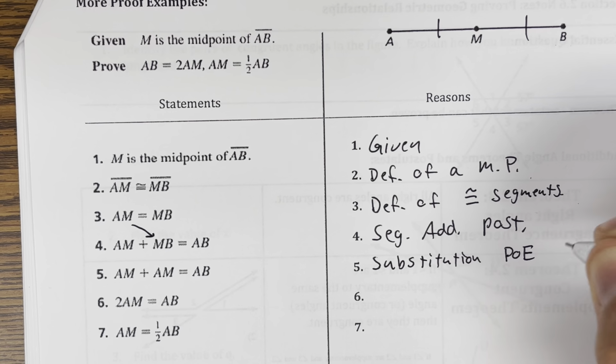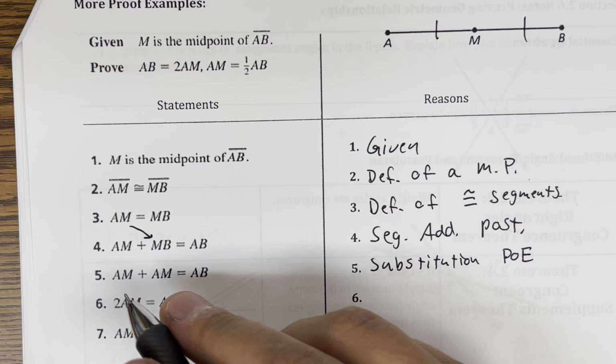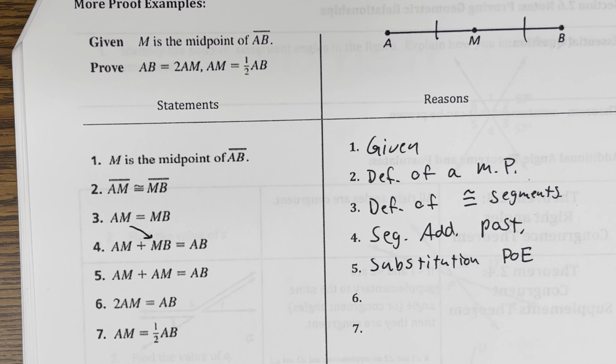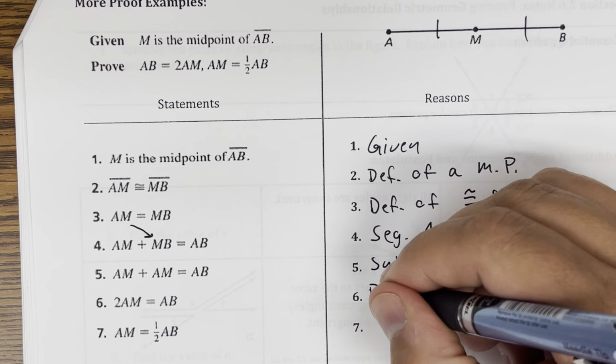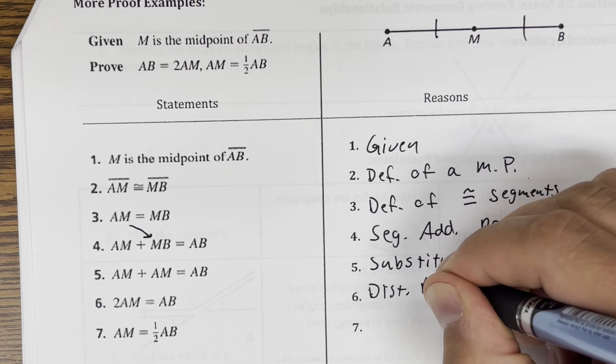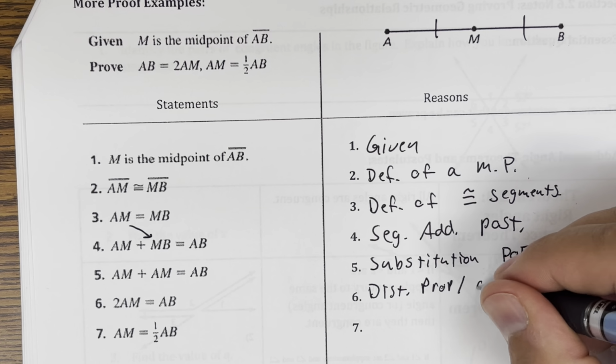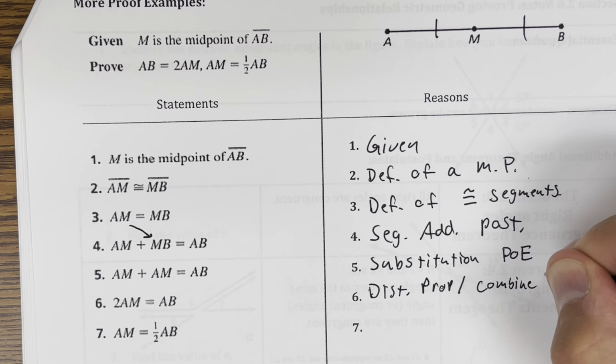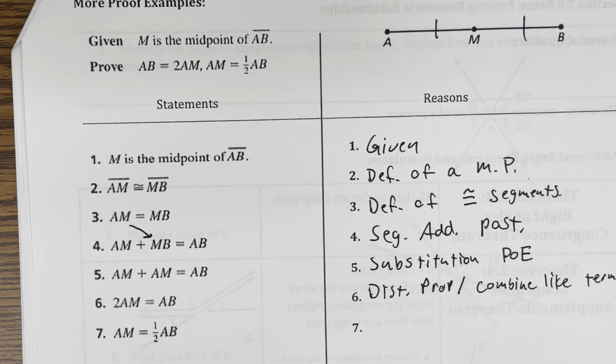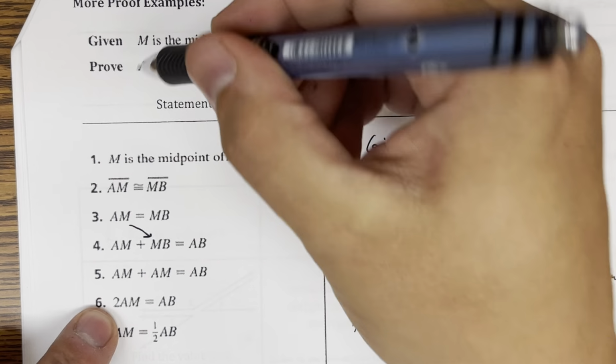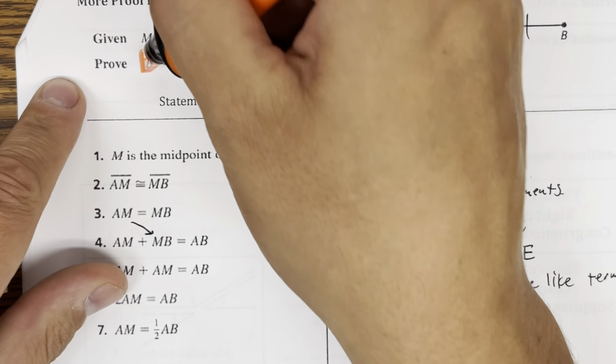property of equality. And now, if you said combine like terms here, that would work for me, but the book's going to use distributive property for this. If you said combine like terms, I'd be okay with that. That's fine, but it's actually technically using the distributive property. So that's our first thing we were trying to prove. We got AB is equal to 2AM.